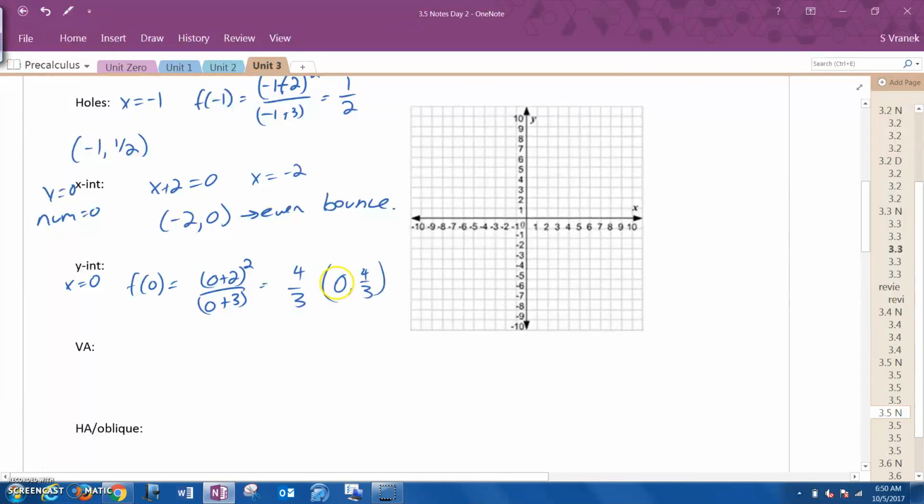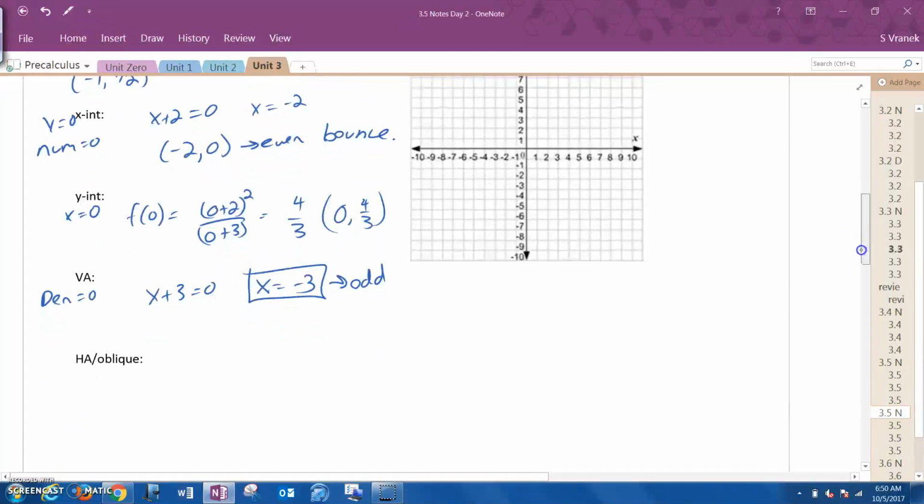The vertical asymptote is whatever's left on the bottom equal to 0, so the denominator equal to 0. So I say x plus 3 equals 0. X equals -3 is my vertical asymptote, and it is odd. So it will switch from positive to negative over that vertical asymptote.